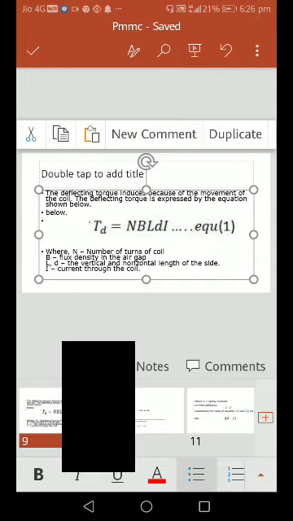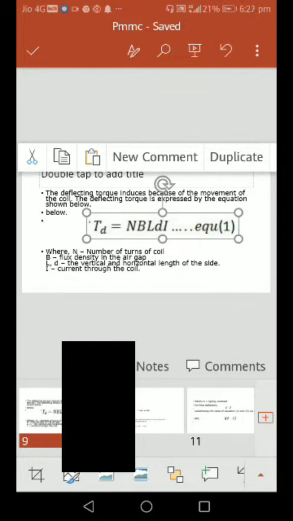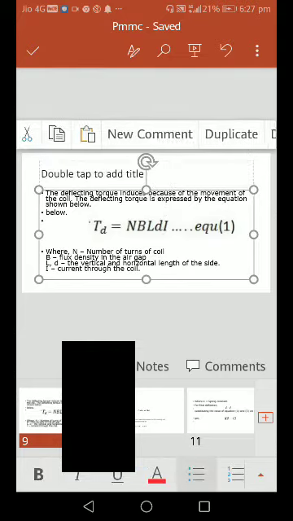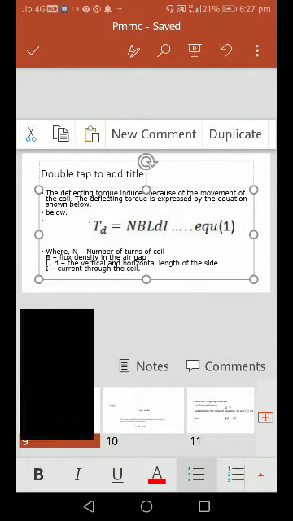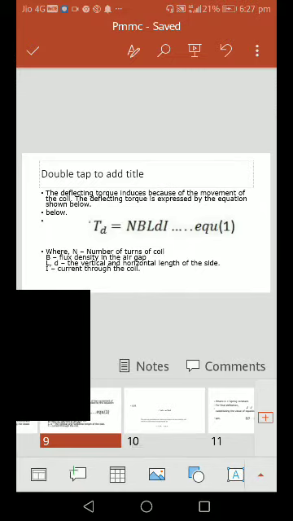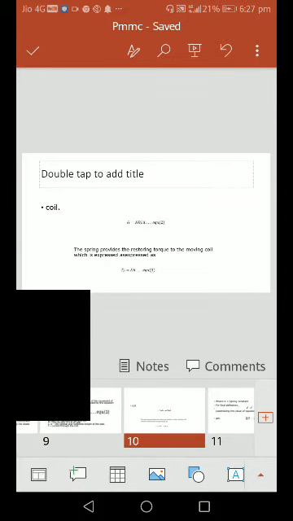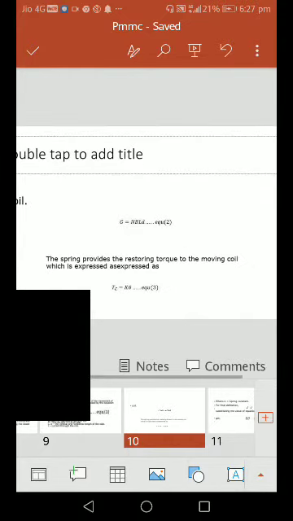Deflecting torque is expressed by the equation given below. Td is equal to n into B into L into d into I, where n is the number of turns of the coil, B is the flux density in the air gap, d is the vertical and horizontal length of the side, and I is the current through the coil. And the next slide: G is equal to n into B into L into d, equation 2.